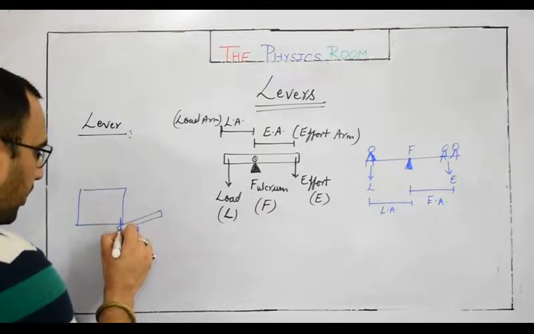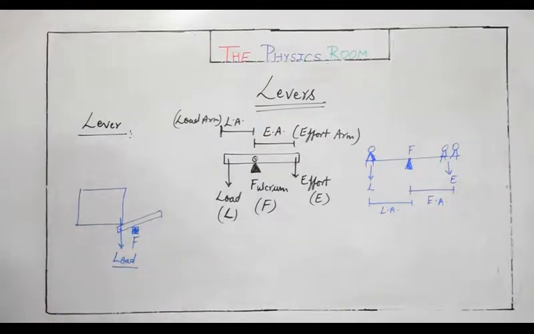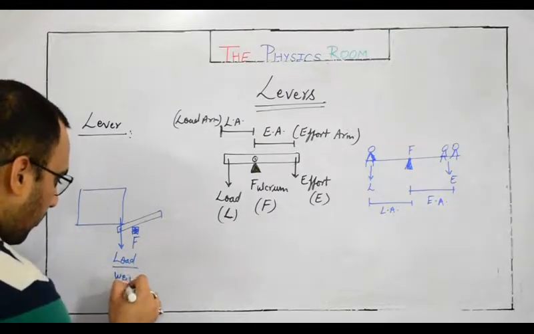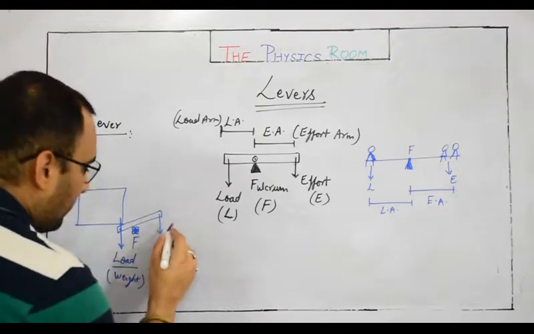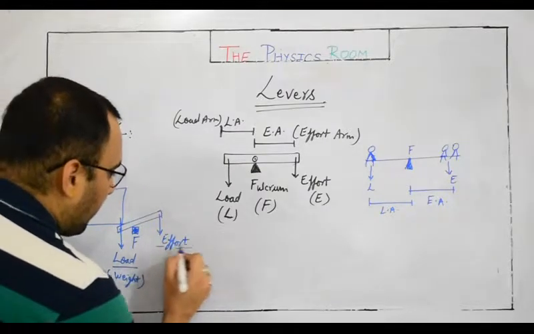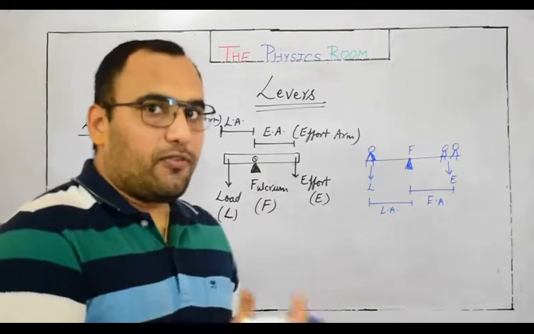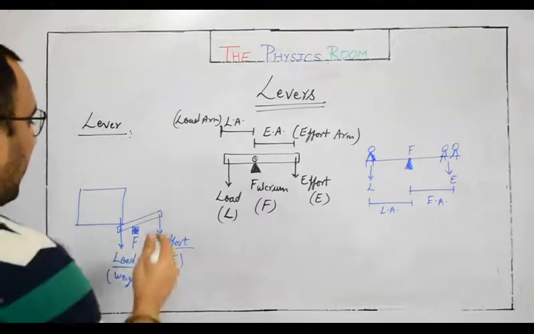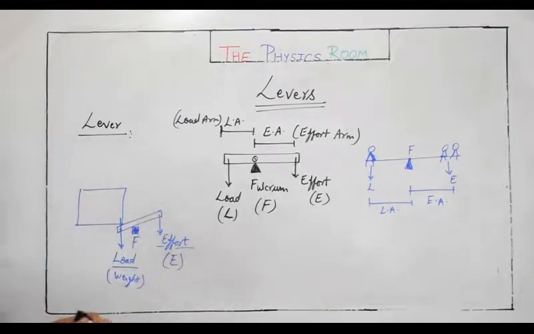The point at which the box's weight acts downward is called the load point, and the weight of the box is called the load. We apply effort on the other end. This other end is called the effort point, and the force which we apply to lift the box up is called the effort, E. So we are exerting a force or effort on the rod, and this time the rod is acting as a lever.